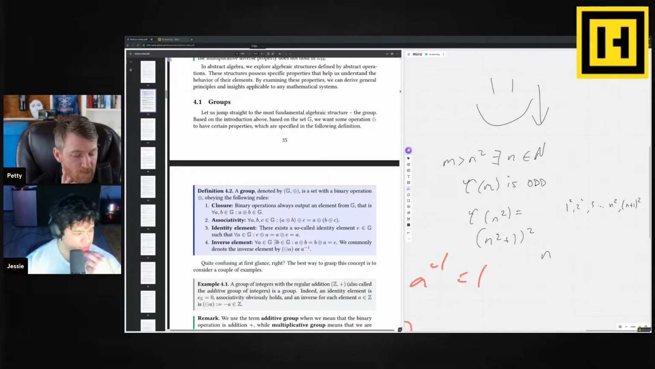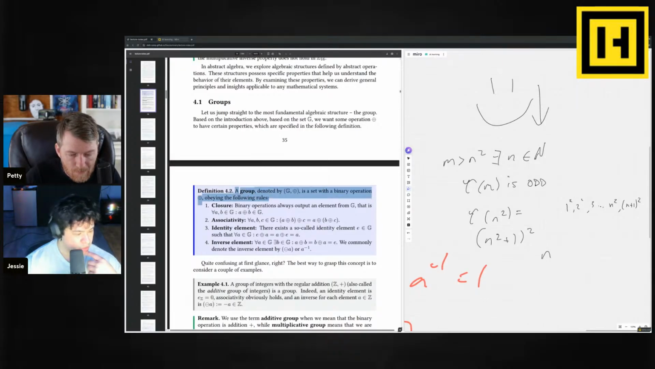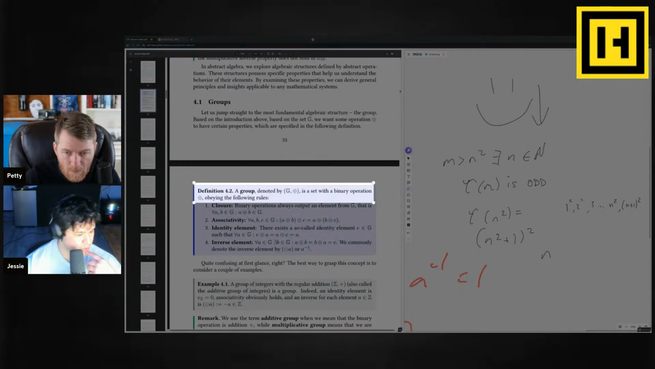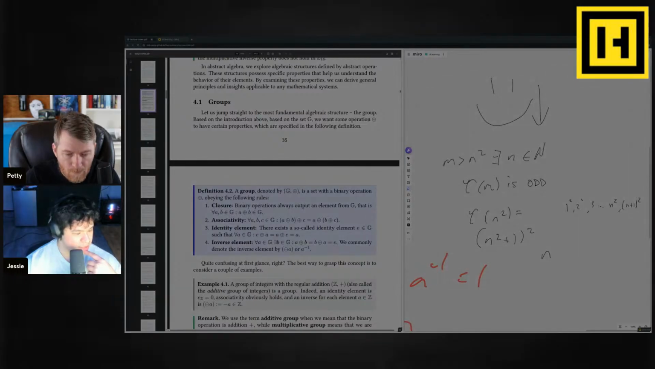One, closure. Binary operations always output an element from G. That is, for all A, B in the group G, A plus B is in G. Two, associativity. For all A, B, and C belonging to the group G, (A plus B) plus C is equal to A plus (B plus C). So, associativity.